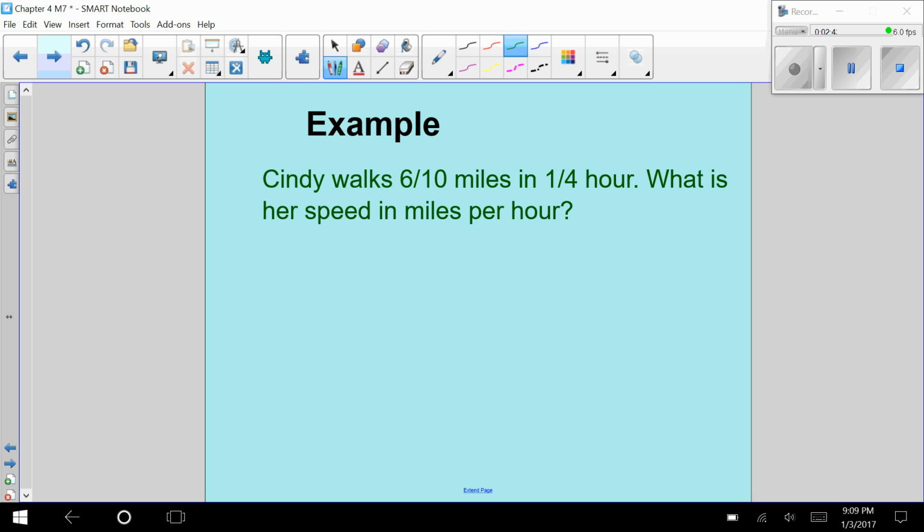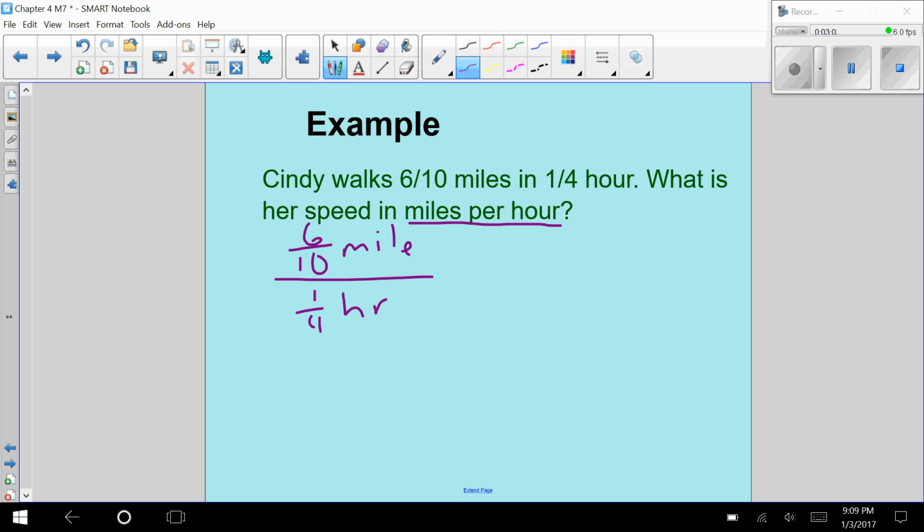Cindy walks 6/10 of a mile in a quarter of an hour. What is her speed in miles per hour? This one's only slightly more tricky. We're going to take our miles, because it's miles per hour, so miles goes on top. So we have 6/10 of a mile over 1/4 of an hour.